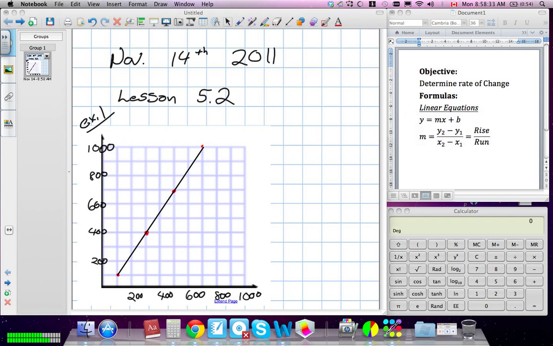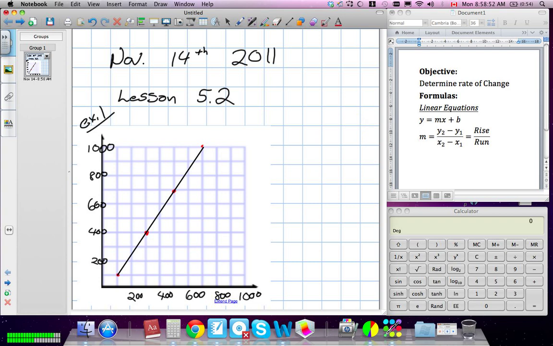Okay, today is November 14th, 2011. We're on lesson 5.2. We're working with determining rates of change. Our formulas are underneath here. So we're pretty much working with linear equations, which are straight lines on the graph. And rates of change deal with the slopes of those lines.